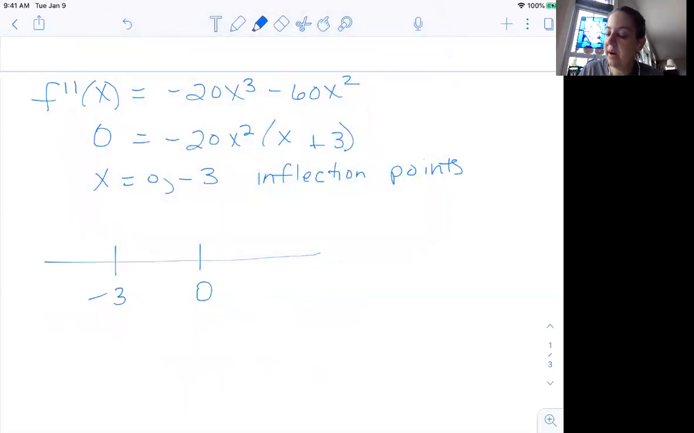So if I put a negative 4 in here, this gives me a positive. So negative times a positive is a negative. A negative 4 here is a negative. So negative times a negative gives me a positive. If I choose a negative 2 for this interval, over here I wind up with a negative. Over here I wind up with a positive. Did I do that right? Nope, I didn't.